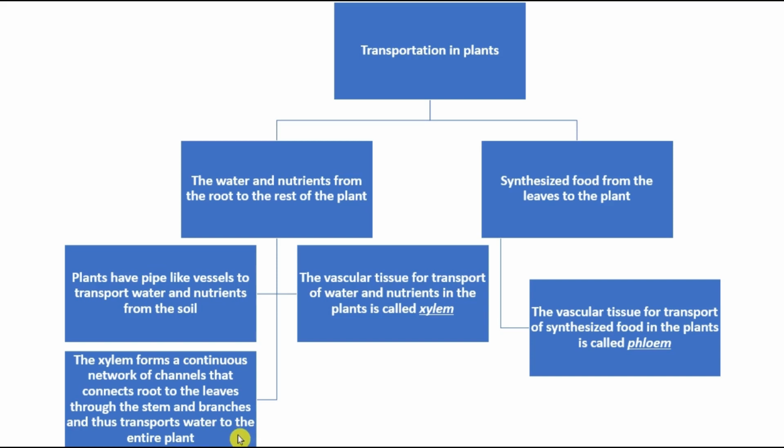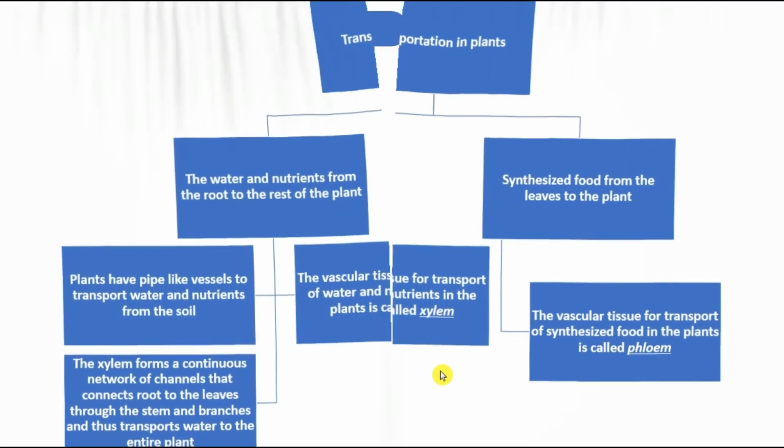So this xylem basically, from the root, takes water through the stem, through the branches to the leaves. Basically it takes the water and nutrients absorbed by the roots to all parts of the plant. And the second thing mainly to be transported in plants is the synthesized food from the leaves to the rest of the plant. In this case the vascular tissue for transport of food in the plants is called phloem. So xylem and phloem are the two important transporters in plants.